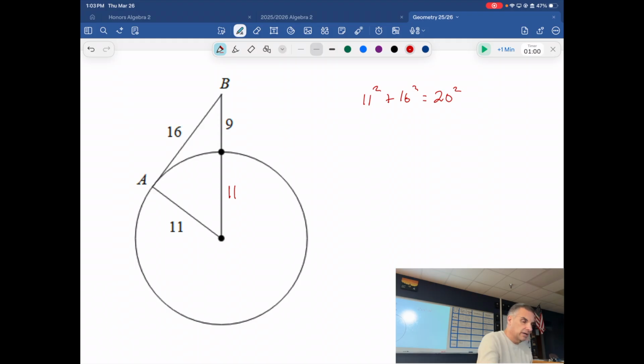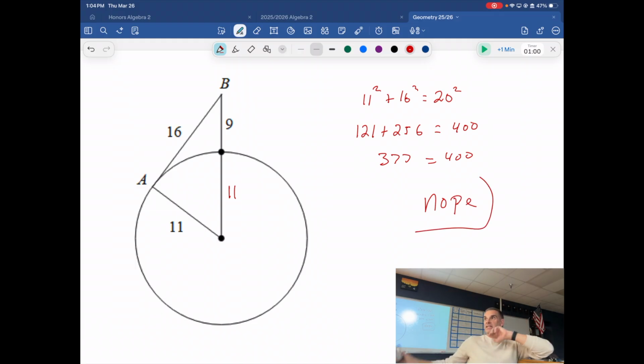So 11 squared, 121. 16 squared, 256. 20 squared is 400, I believe. 121 plus 256 is 377. Does 377 equal 400? No. Nope. So is it a tangent line? No. It is not a tangent line.